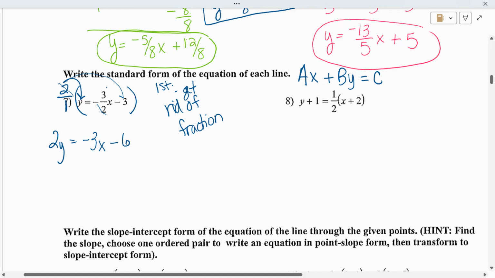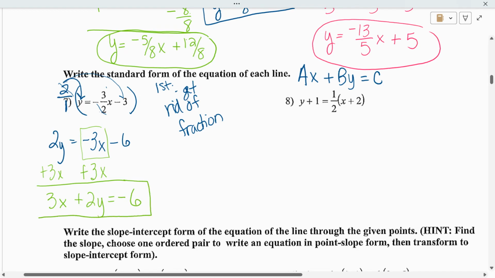So I'm almost there. I just have to move this x term over to the other side. And I do that by adding the opposite. It'd be 3x equals negative 6. Absolutely perfect. Good job. Okay. So this next one is a little bit different.